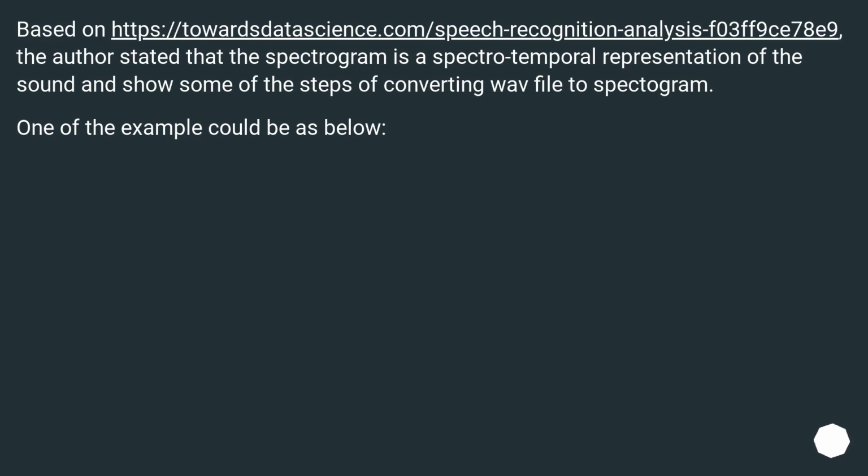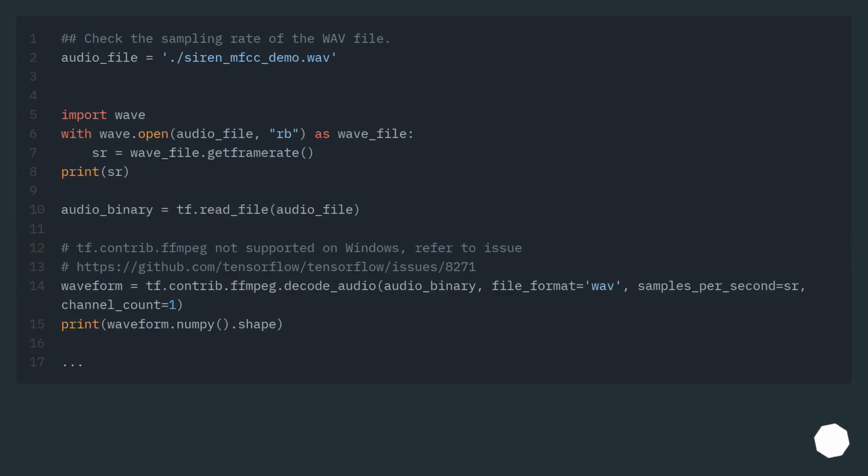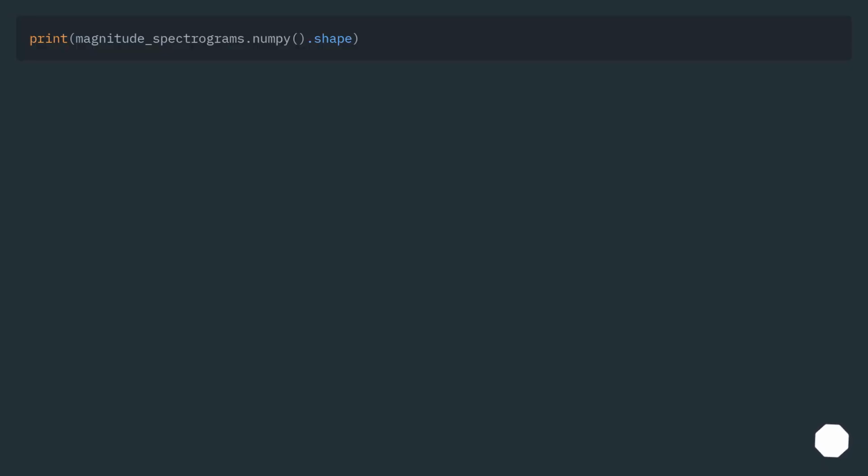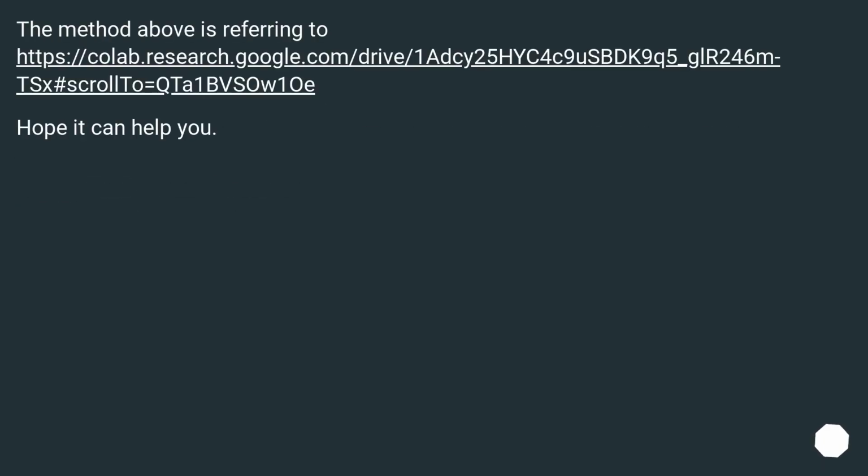Based on this URL, the author stated that the spectrogram is a spectrotemporal representation of the sound and shows some of the steps of converting WAV file to spectrogram. One of the examples could be as below. The method above is referring to this URL. Hope it can help you.